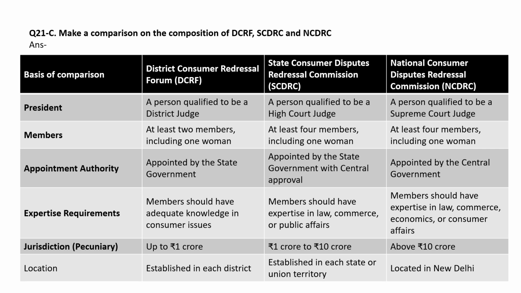Jurisdiction is up to 1 CR in the district forum. 1 CR to 10 CR it is the state commission. Above 10 CR is the national commission. Location: district forums are located in every district of the state, and state commissions are there in each state or union territory, and the NCDRC principal branch is located in New Delhi.